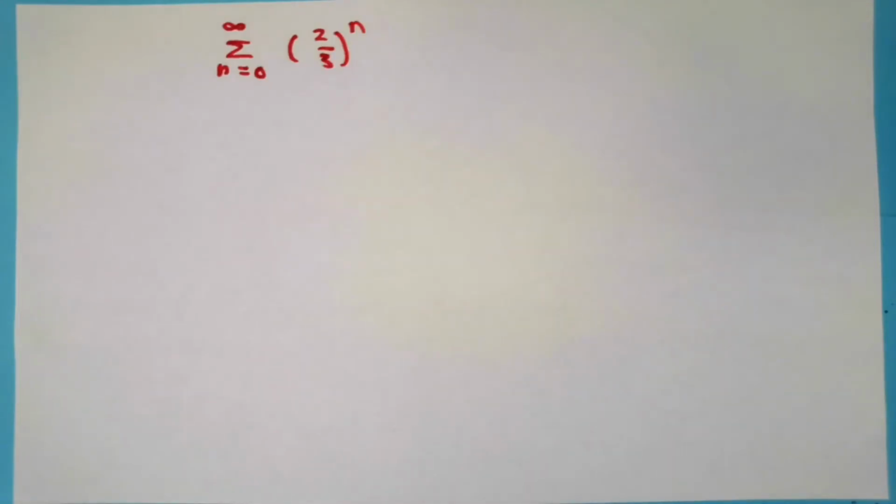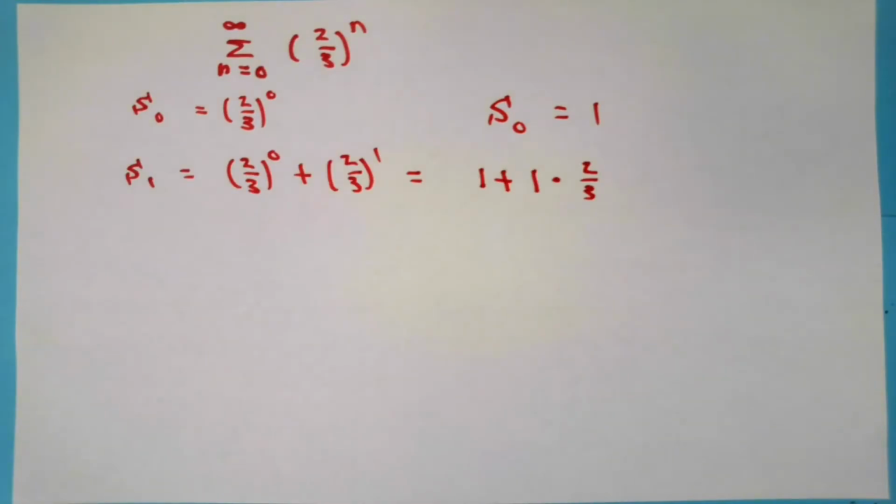If I want to know the value of the sum n equals 0 to infinity of 2/3 raised to the n power, it might be instructive to write out some partial sums. The partial sum that goes with index 0 is just going to be 2/3 raised to the 0 power, which is 1. S1 is 2/3 to the 0 power plus 2/3 raised to the 1 power, which is 1 plus 2/3, which I'm going to write as 1 plus 1 times 2/3.